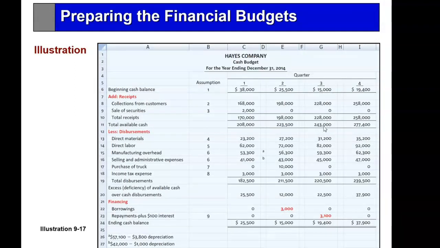In comes 228, out goes 220. I end up with 22,500. But I owe the bank $3,000, and the bank charges $100 interest every quarter. So I have to pay the bank back the $3,000 plus the $100 interest. All right. And when I do that, I subtract that from the cash. I have $19,400. I start off 19.4, in comes this, in comes that, and I have more money. And that's how the cash budget works.